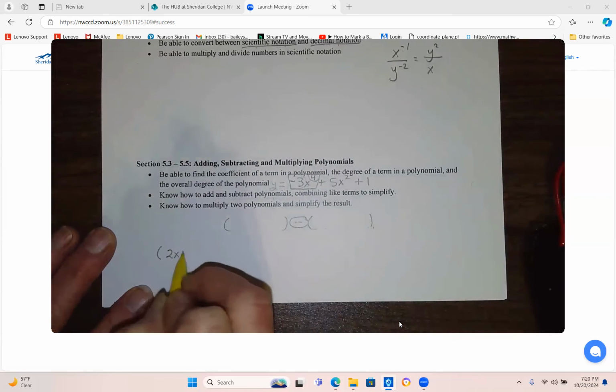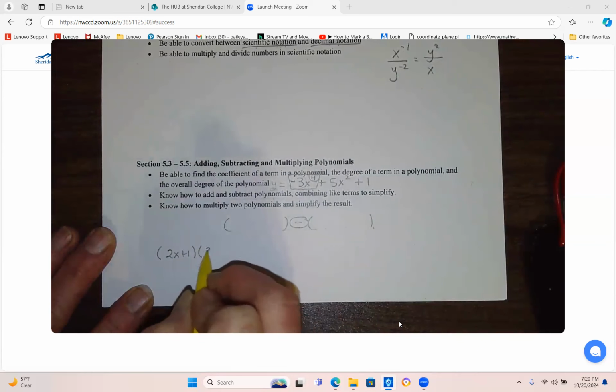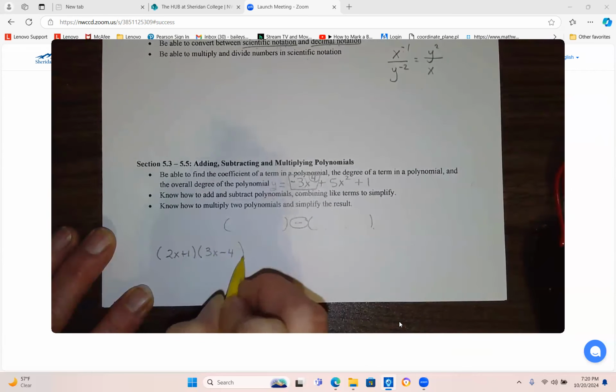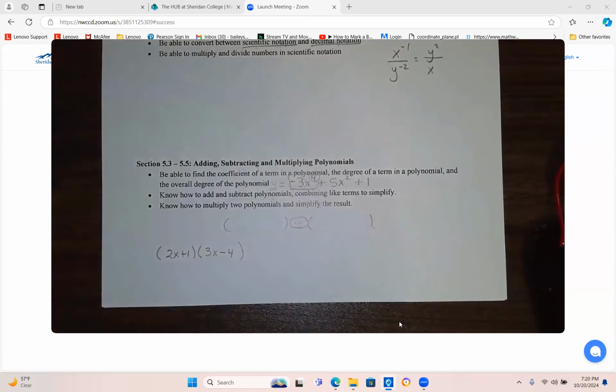given 2x plus 1 times 3x minus 4. If you were to multiply these two polynomials, they're two binomials, but they're polynomials, you could use the FOIL. Okay, and if there's another method that you like, that you get the right answer every time, go for it. Otherwise, you could use the FOIL. First times the first, outside, inside, last times the last.